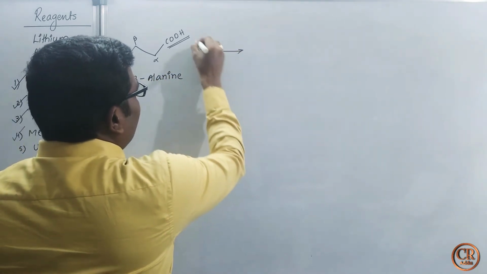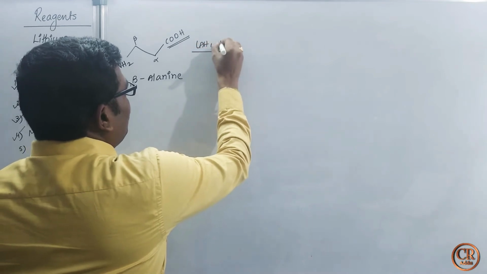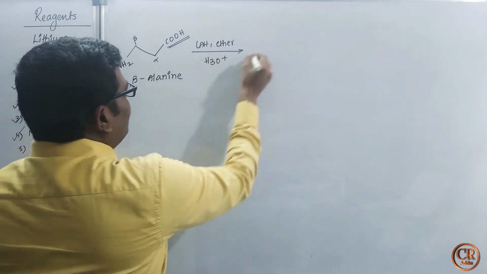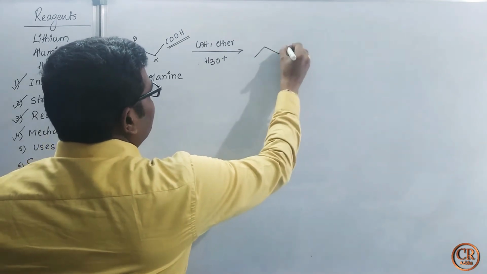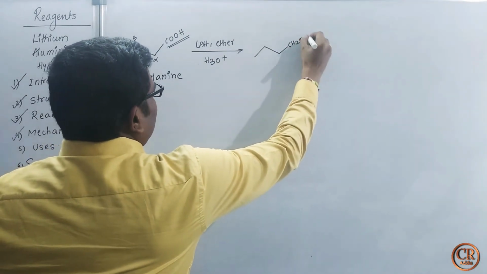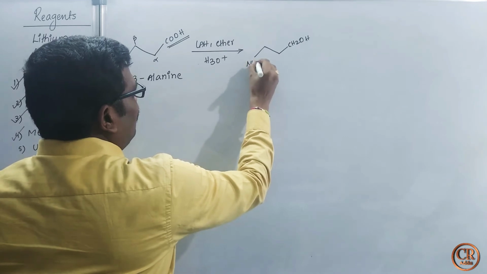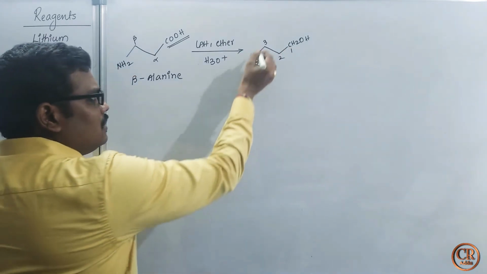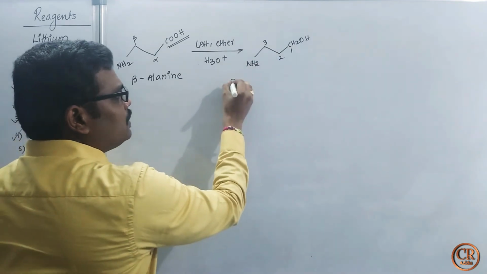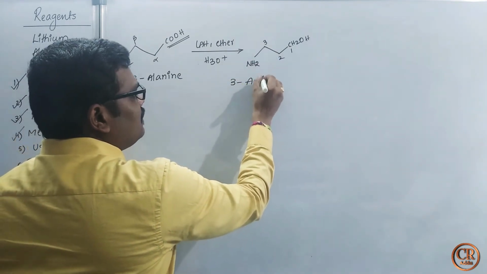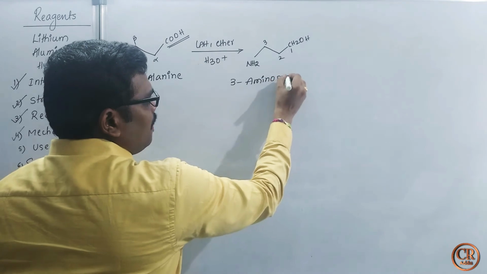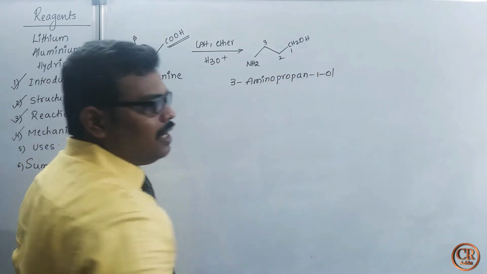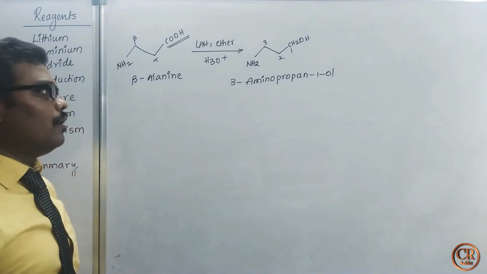When beta alanine reacts with lithium aluminium hydride in presence of ether, followed by acid hydrolysis, it gives this compound. This alcohol is formed. What is the name of this alcohol? We can give the naming like this. At the third carbon the amino group is present, so this is 3-amino propan-1-ol.